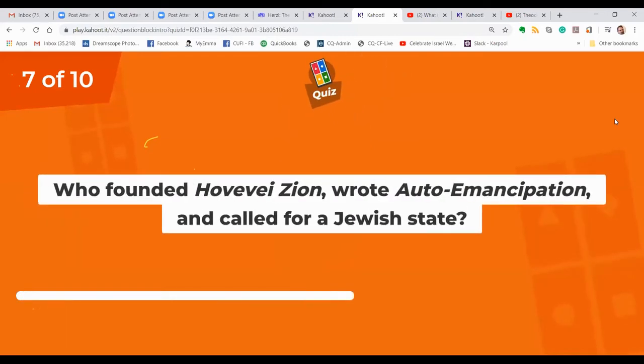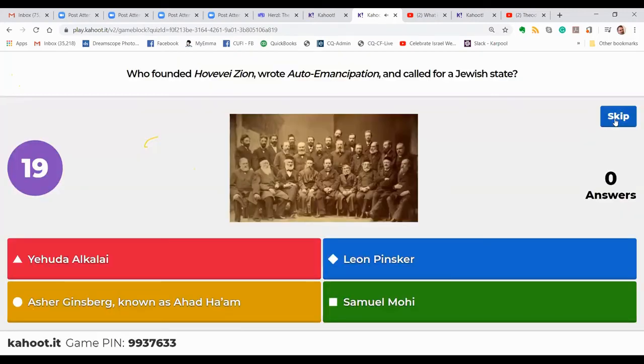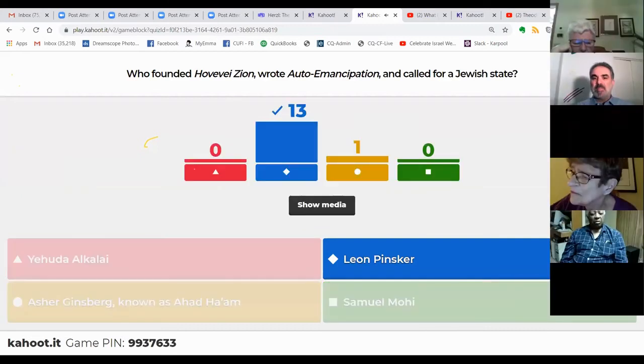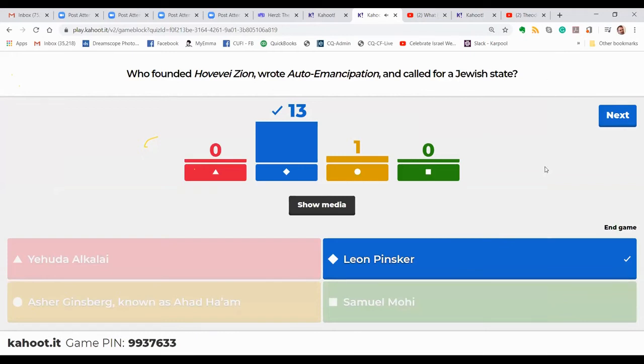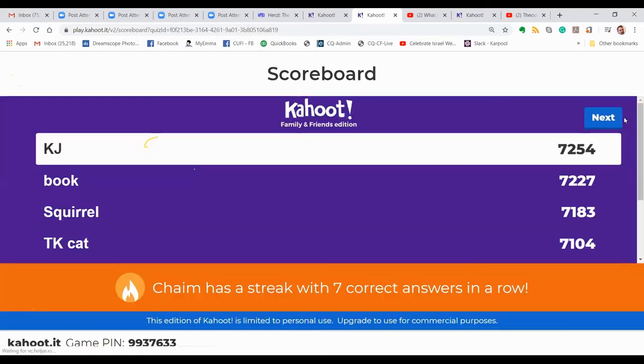Who founded Chovevei Zion, wrote Auto-Emancipation, and... The right answer is Leon Pinsker, and 13 of us got it right. Go to the next question. Ooh, look at that, first and second place. Really, really tied there.